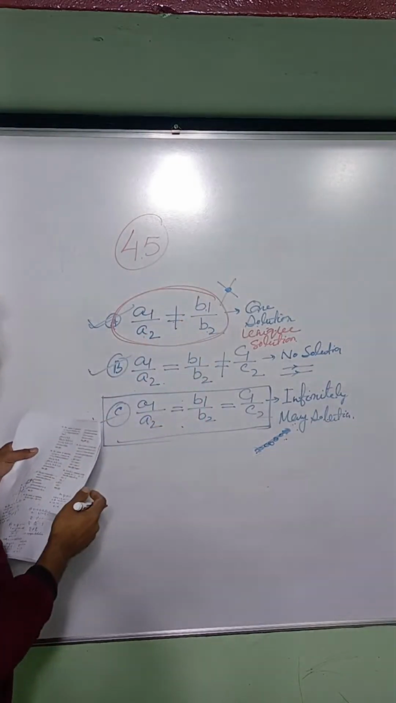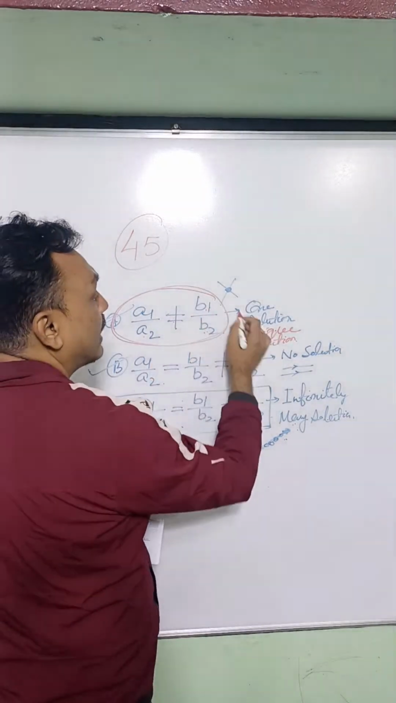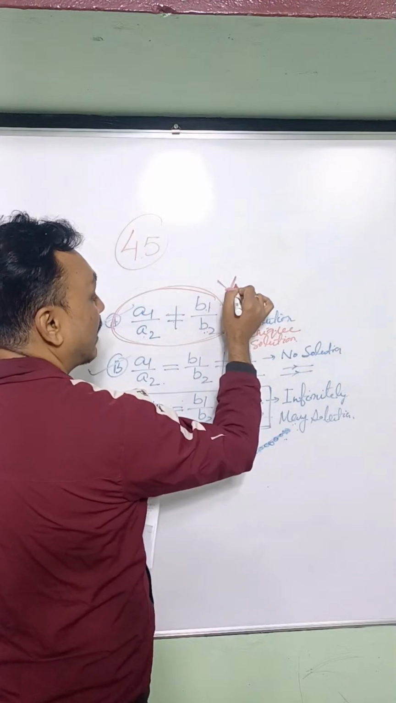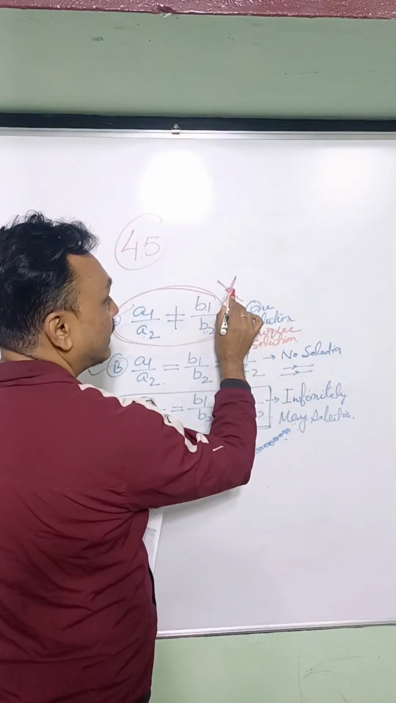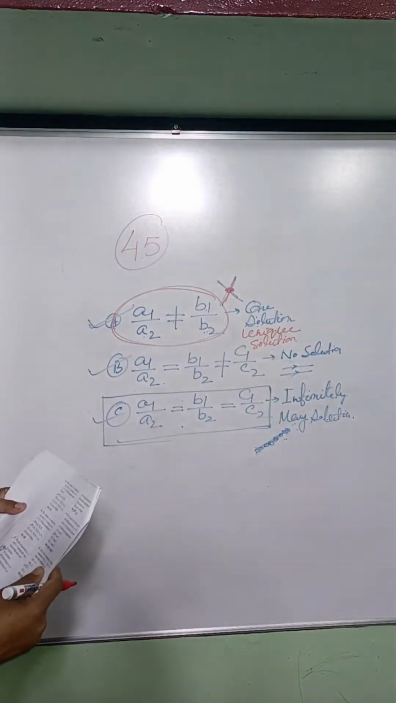If two general equations are given, then when a1 by a2 is not equal to b1 by b2, that means the lines intersect at one point. Intersecting at one point means there is one solution, that is called a unique solution. Here the answer is unique solution.